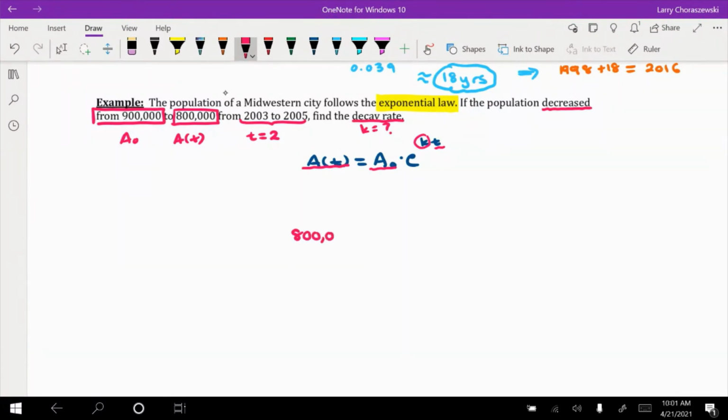So let's go ahead and plug all this information into our formula. 800,000 on the left equals 900,000 on the right times e to the power of k times 2. All right, I'm going to send you off on another mission to solve for k this time. I'll check in with you in just a couple minutes to go over the solution, and then we'll take a break.